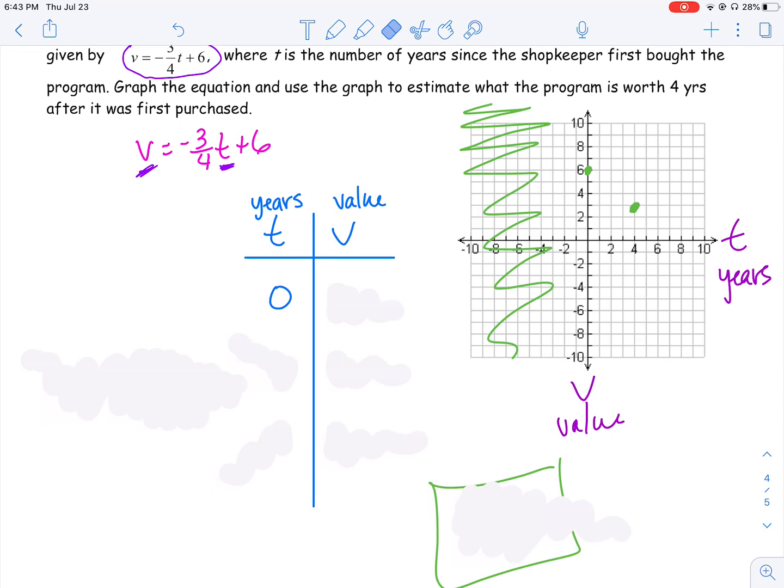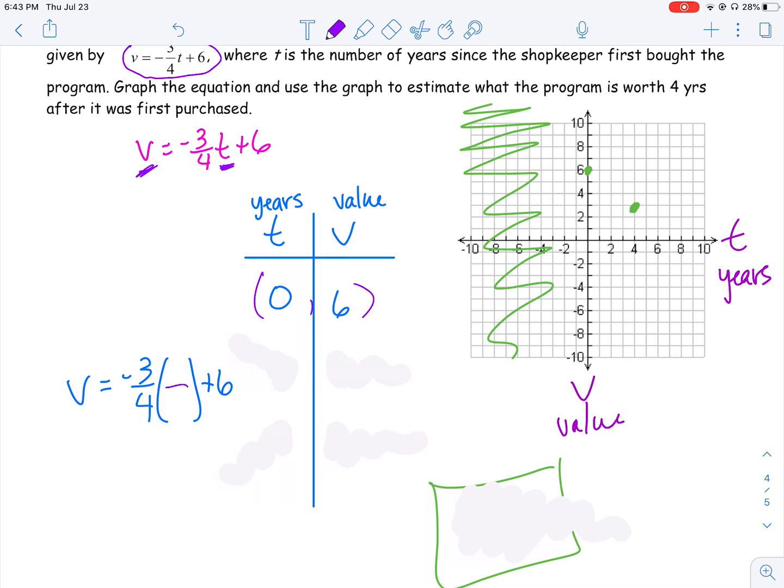If I plug in 0 for t, 3/4 times 0 is 0, right? And 0 plus 6 is 6. So I end up having an ordered pair at 0, 6. Let's try another t value. Now, we might have to strategize a little bit because we have this fraction. So we need to think about what number we can plug in here so that hopefully we'll end up with nice whole numbers so it'll be easier for us to graph.